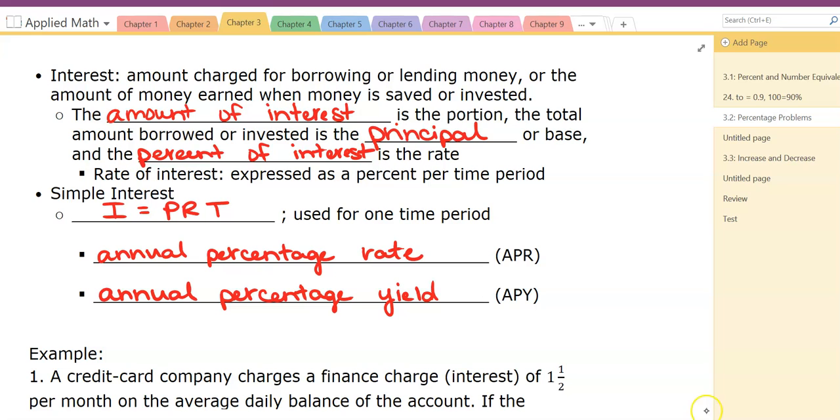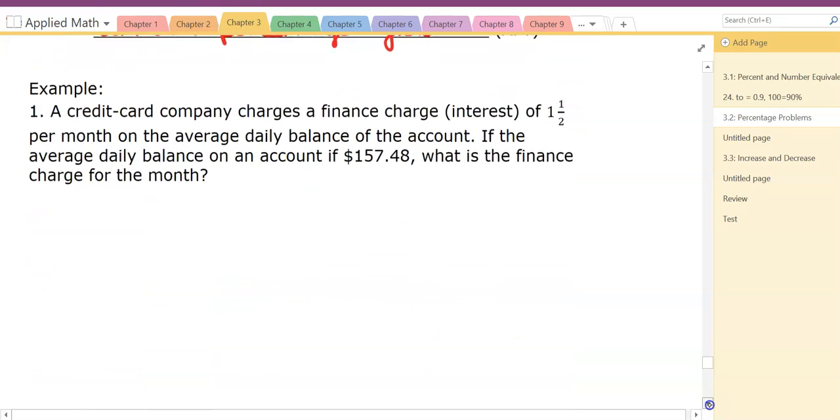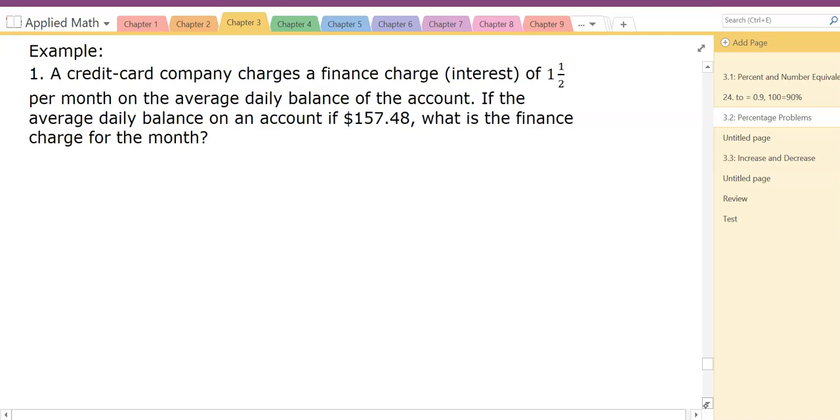Let's take a look at an example here, or a couple examples, I should say. We've got two. The first one says that a credit card company charges a finance charge or interest of 1.5% per month on an average daily balance of the account. If the average daily balance on the account is $157.48, what is the finance charge for the month?